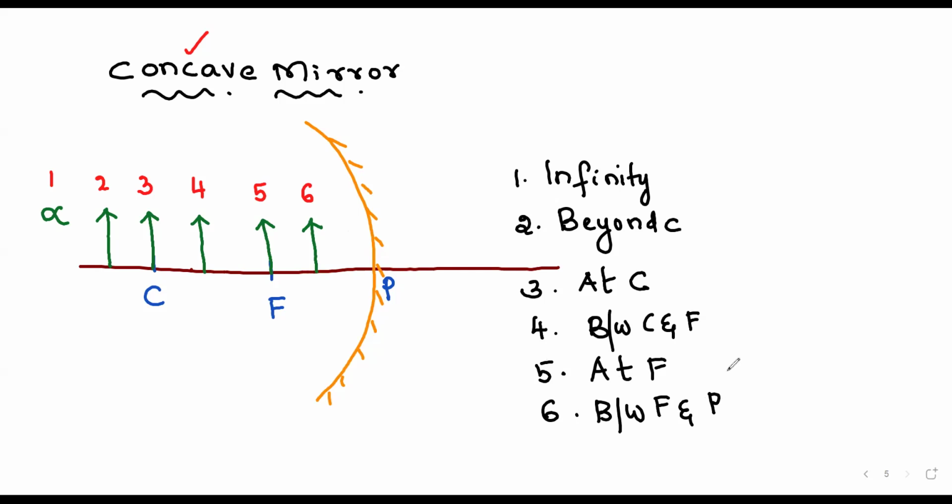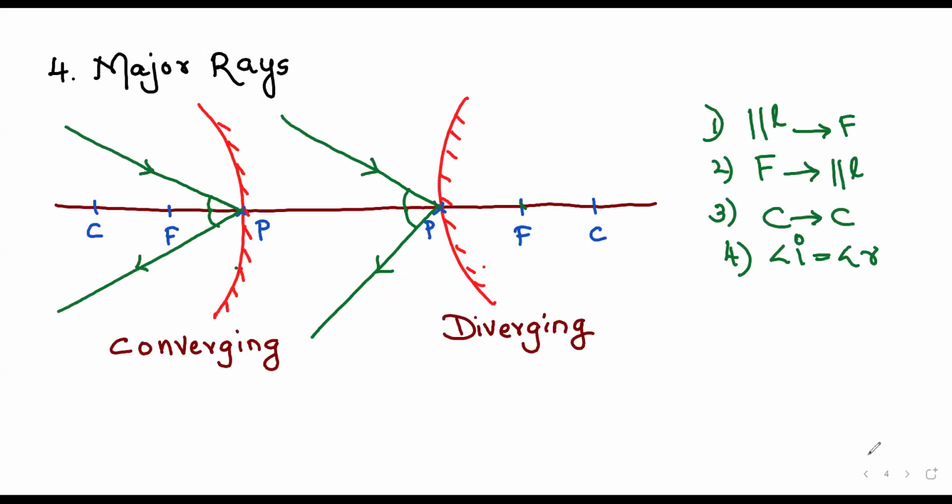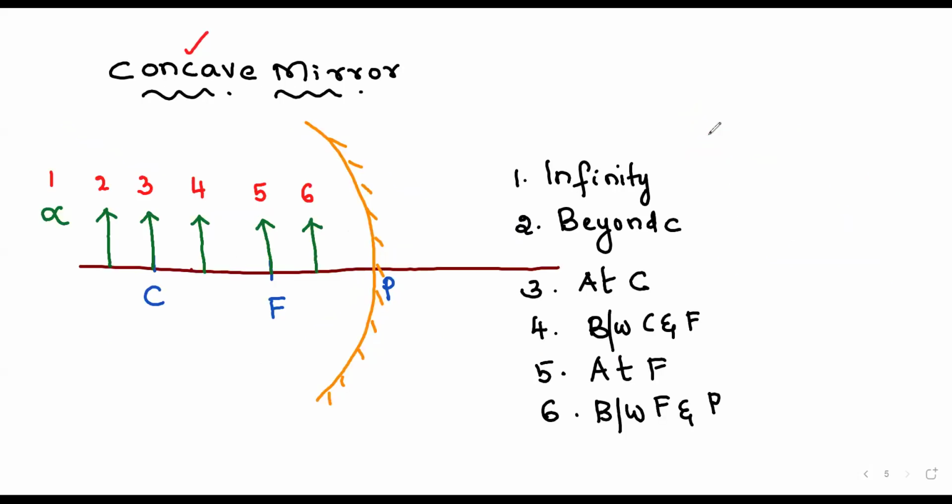And we know about the different types of rays. The first 2 rays you will take for the first 4. Remember, children, for all the first 4 image formations, which rays will you take? 1 and 2. And for the 5th and 6th, you will take rays 3 and 4. There are 4 major rays in total. Always focus: for the first 4 image formations, you will take only 1 and 2.